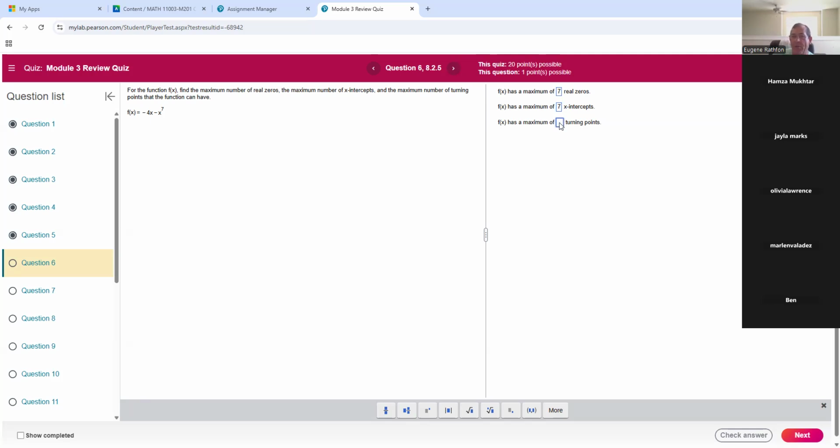The turning points, however, were equal to the degree minus 1. So the highest exponent minus 1. Well, we said the highest exponent was 7. So if you subtract 1 from that, you get a 6. So y'all, the first two numbers have to match, and then your last number has to be one less, okay?